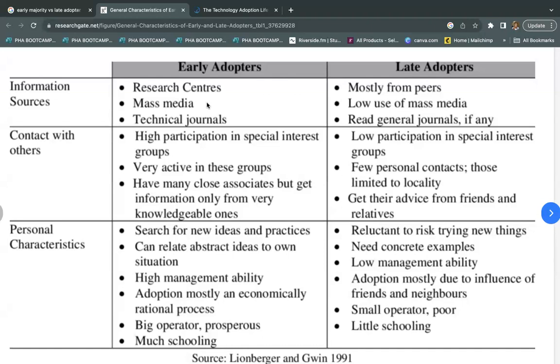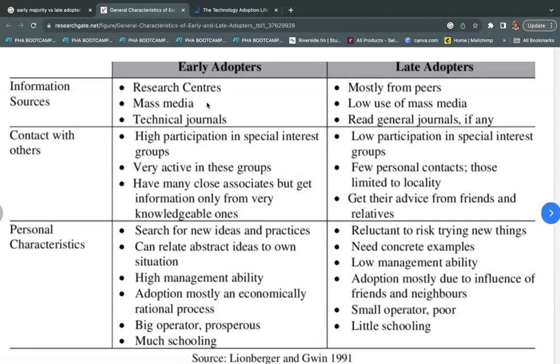So their personal characteristics: they search for new ideas and practices. They can relate abstract ideas to one situation. They have high management ability, and adoption is mostly based on economical, rational processes. They are big operators. They are prosperous. They have more schooling. That's for the early adopters.